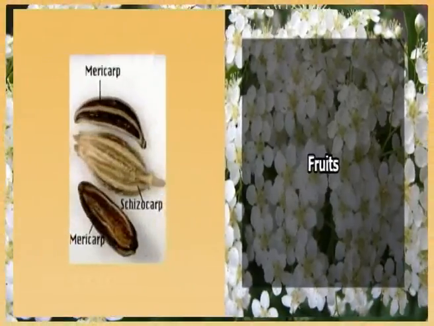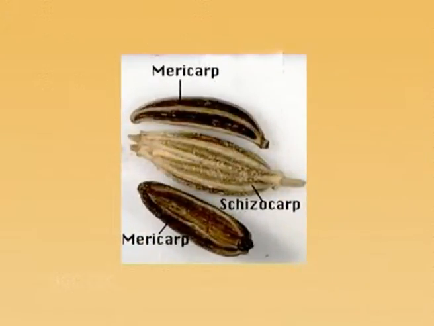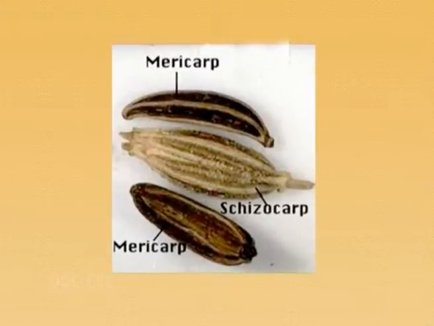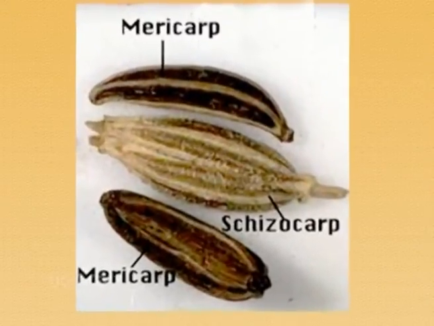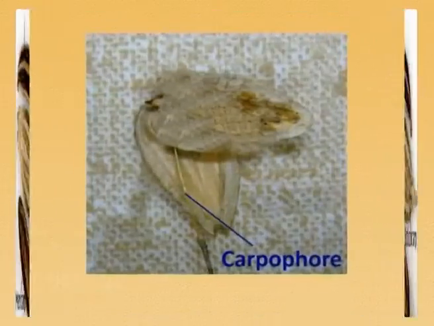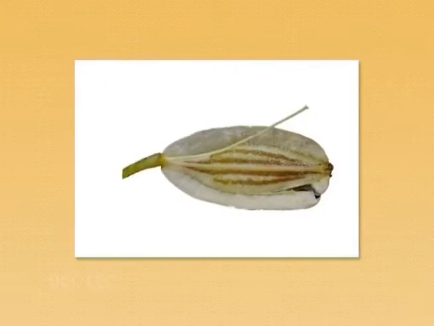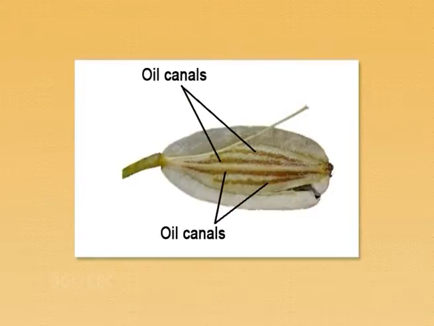The fruits in Apiaceae are schizocarp of mericarps. What is this schizocarp of mericarps? These are basically comprised of two dry segments. Each of these segments we call a mericarp. These two dry segments split apart at maturity, but they are attached to a common central stalk called carpophore. Fruits have globular to elongated oil canals called vittae, which are present inside the fruit wall.